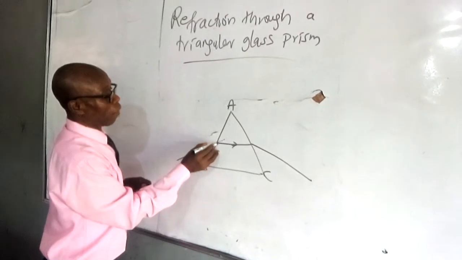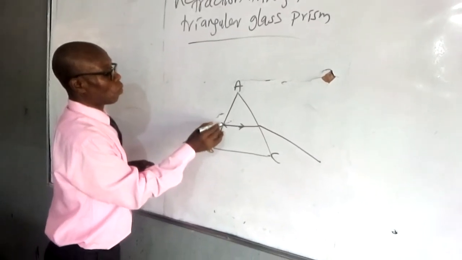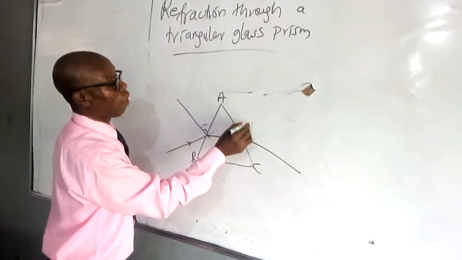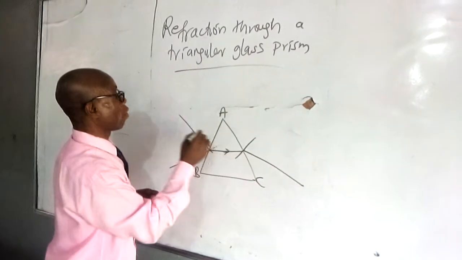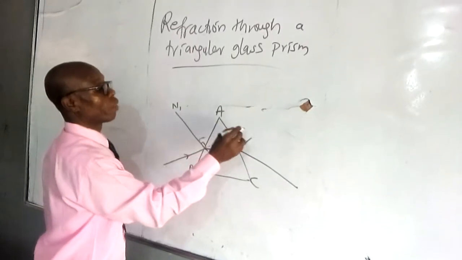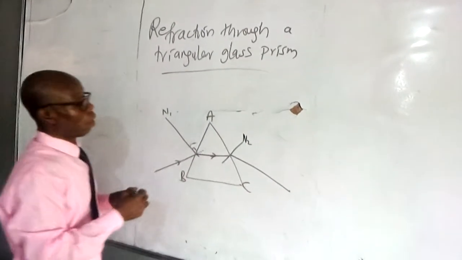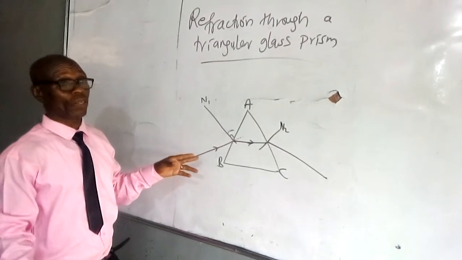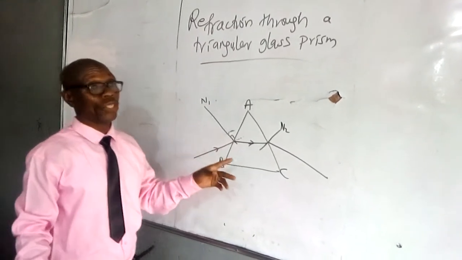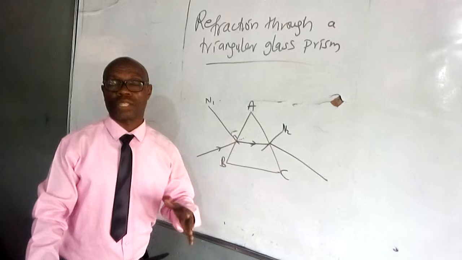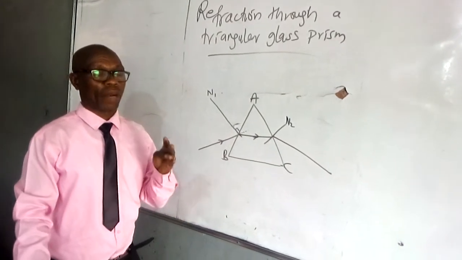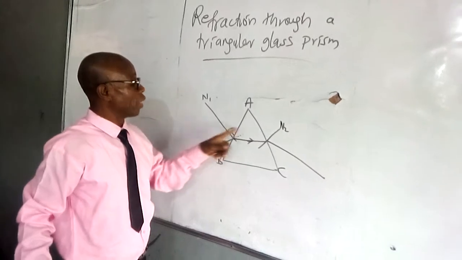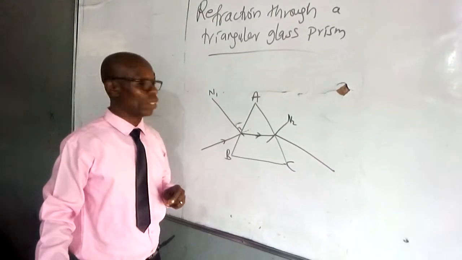If this is the normal, and this one too, the second normal, number 1, number 2. So refraction has taken place here, because refraction, as we know, is a change in speed and direction of light wave on crossing the boundary between two media of different densities.